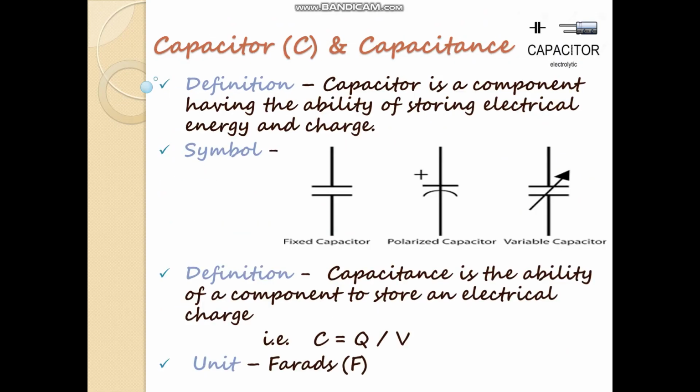The next concept is capacitor and capacitance. This is the actual picture of a capacitor. A capacitor is the component which has the ability of storing electrical charge or energy. These are the symbols for fixed and variable capacitor. Capacitance is the ability of a component to store an electrical charge, and it is given by C equals Q by V, that is charge upon voltage, and its unit is farad.